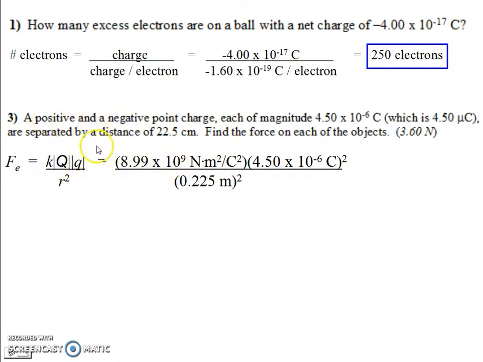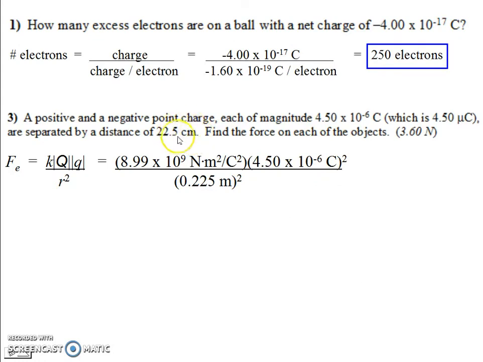I did say one's positive, one's negative, but remember there are absolute value bars here, so you're going to disregard the sign of the charge. Don't even bother putting it in. So this equation will get us the magnitude. Direction will come later. I'm squaring it because I said they both have the same charge. You could write it twice if you'd like to, but as a shorthand, to save a little room, I just squared it.